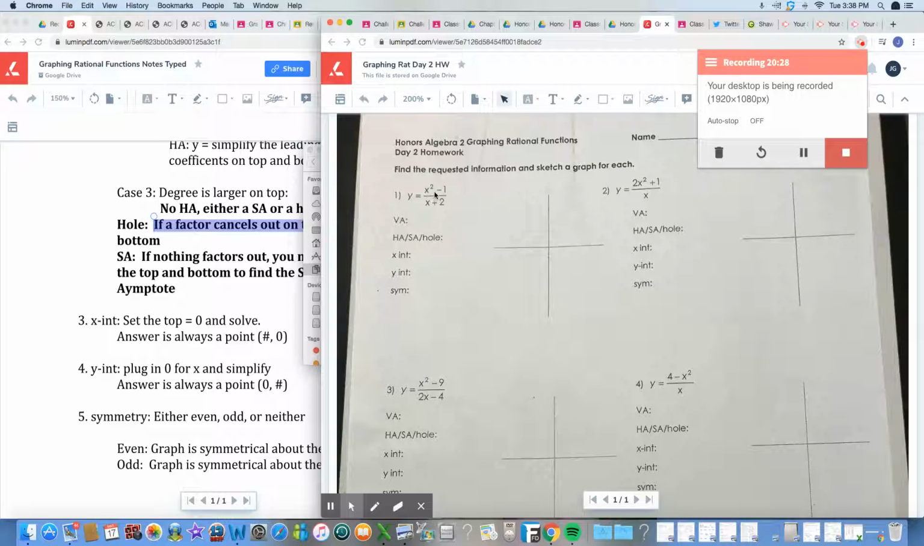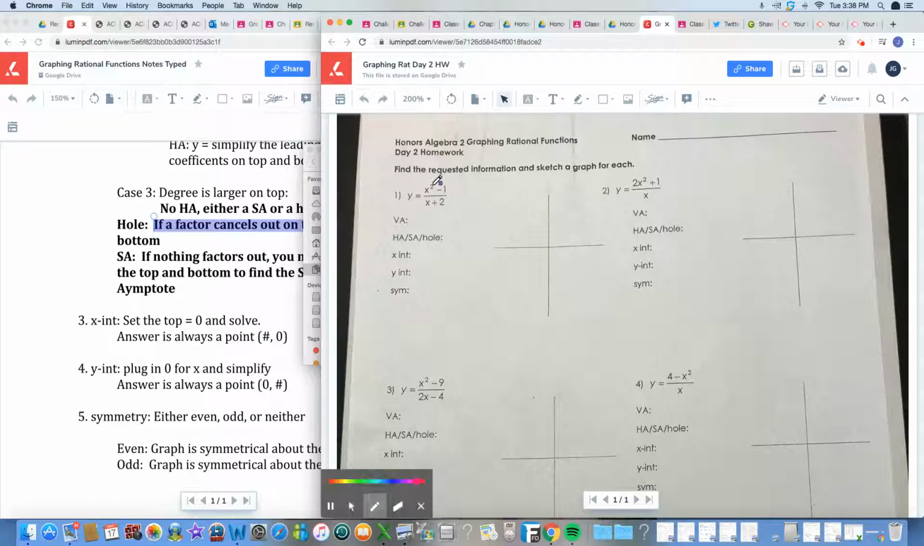Okay. So we have another situation here where the degree is larger on the top than it is on the bottom. So this is a case where there is a slant asymptote. X squared minus 1, you can factor that. It is x minus 1, x plus 1. However, nothing cancels out. There is no x plus 2. So this is not a hole. We're going to have a slant asymptote, which we'll get to in a second. So for a vertical asymptote, we're going to set the bottom equal to 0, and we get x equals negative 2.